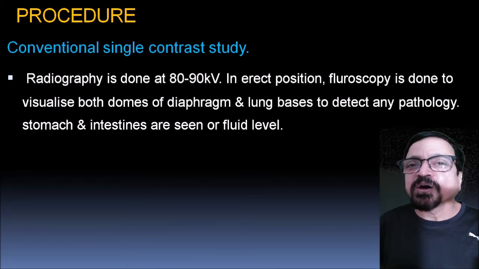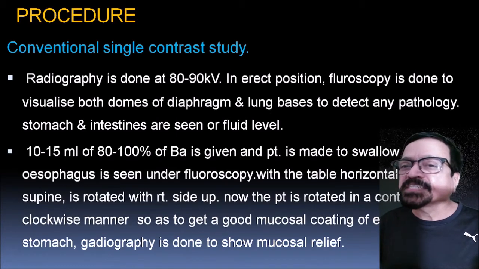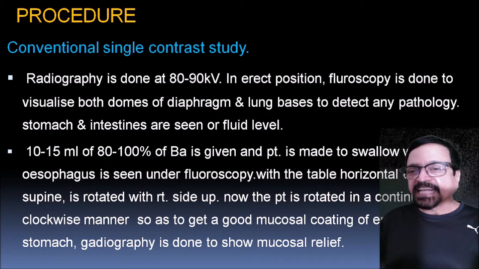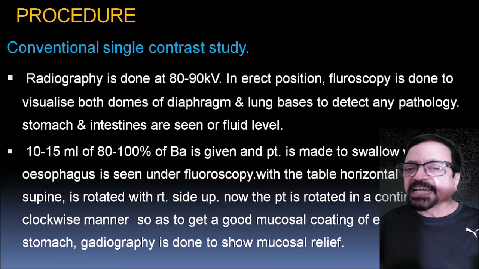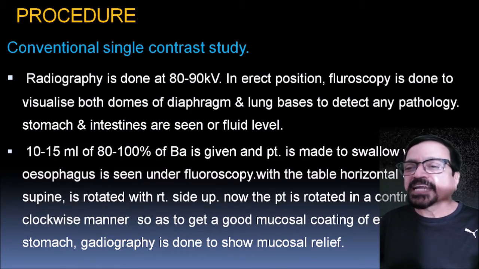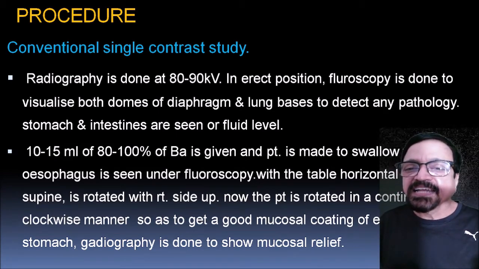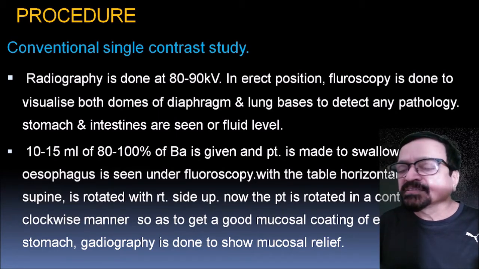In fluoroscopy, you have to observe how the barium progresses and how it is opacified. Now for that, 20 to 15 ml of 18 to 100% of the barium is given, and patient is made to swallow while esophagus is seen under the fluoroscopy with the table horizontal and patient lying supine. Then patient is rotated to right side. Now the patient is rotated in a continuous clockwise manner so as to get a continuous, good mucosal coating of the entire stomach, and radiography is done to show mucosal patterns.